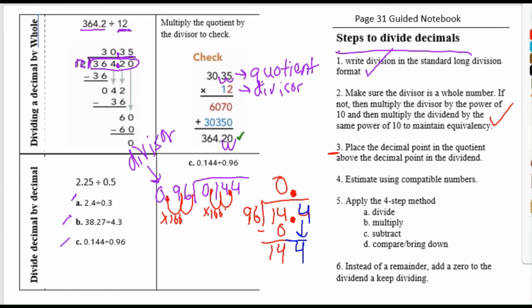And now I have to figure out how many times does 96 go into 144. So to figure that out, we have to use compatible numbers. I'm going to say 1 time because 96 is close to 100, and 144 is not higher than 200. So I'm going to say 1. So 1 times 96 is 96. I'm going to subtract. And then I'm going to regroup.